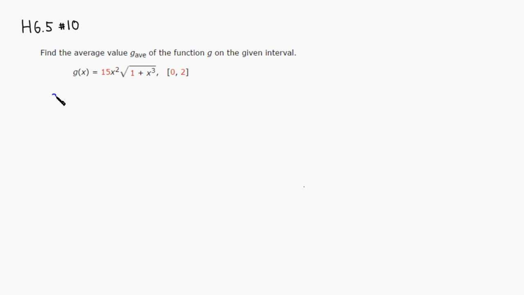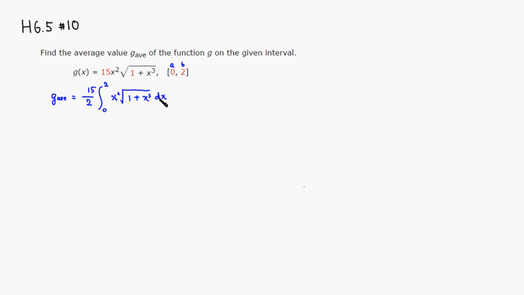Alright, so we want to find the average value, so g average. In this case a is 0, b is 2, so it's going to be 1 over b minus a, which is just 2, so 1 over 2. And the integral is going from 0 to 2. Then the function is 15, I should probably put 15 over here, then x squared times the square root of 1 plus x cubed, with respect to x.